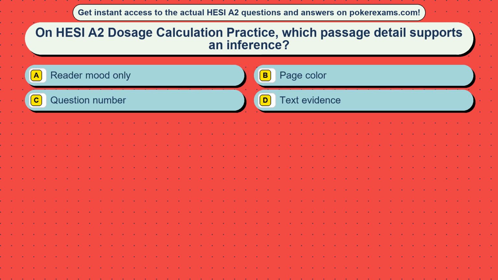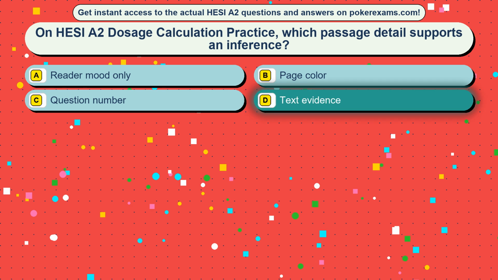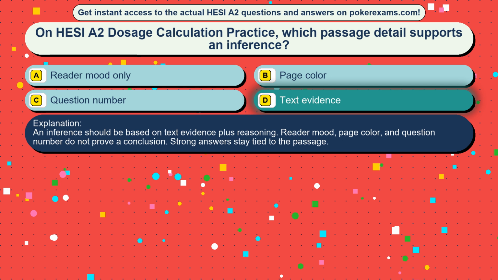Question 34. On HESI a 2-dosage calculation practice, which passage detail supports an inference? Option A, reader mood only. Option B, page color. Option C, question number. Option D, text evidence. The correct answer is option D, text evidence. An inference should be based on text evidence plus reasoning. Reader mood, page color, and question number do not prove a conclusion. Strong answers stay tied to the passage.